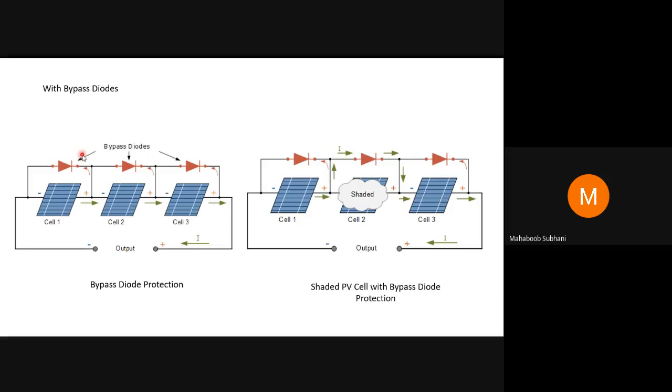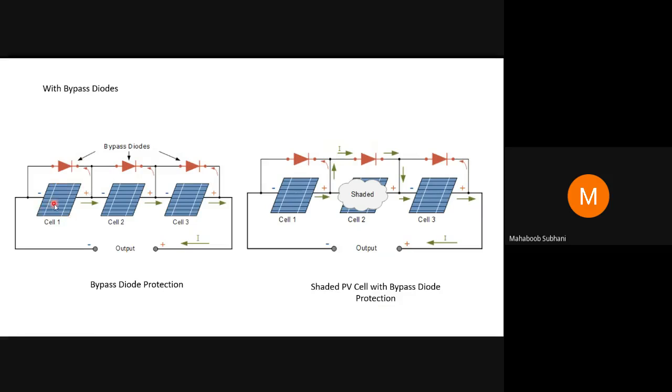See, for example, all the cells. This is the bypass diode protection, and this is the shaded PV cell with bypass diode protection. Generally, we don't prefer to connect each and every bypass diode in parallel with the cell. Now these bypass diodes are connected externally and reverse biased, parallel to the cell.